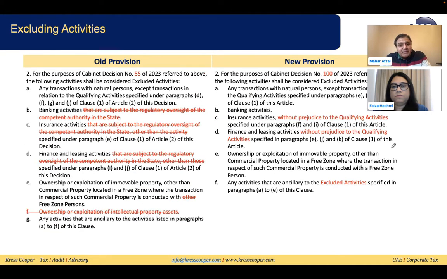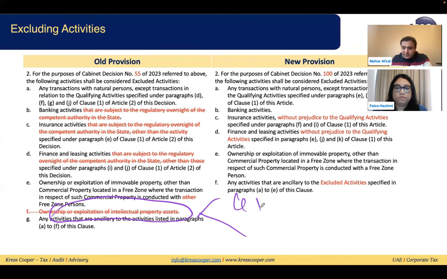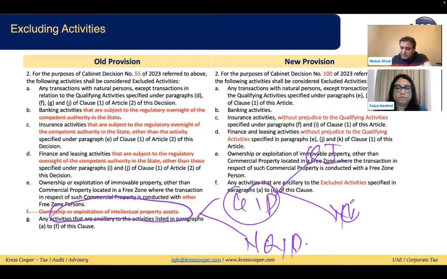These are the excluded activities. I have already told you, out of the 6-7 excluded activities, they have removed this: ownership or exploitation of intellectual property assets. Ownership or exploitation of the intellectual property asset they have already removed. But the same thing they have added in the qualifying income by classifying qualifying intellectual property and non-qualifying intellectual property. Some portion of the income from qualifying intellectual property will be considered qualifying income, rest will be considered non-qualifying income. This portion which will be considered qualifying income is based upon the formula that we will discuss.